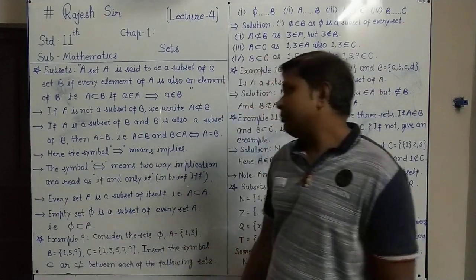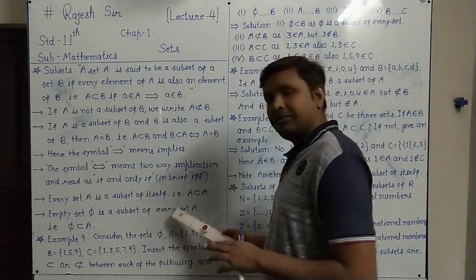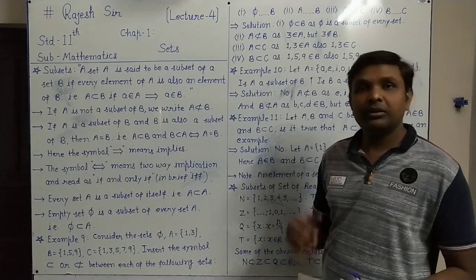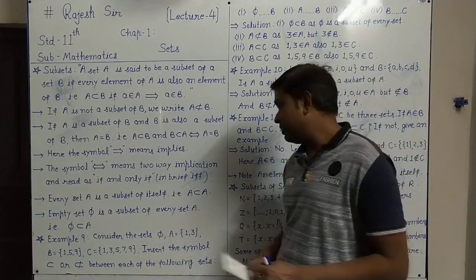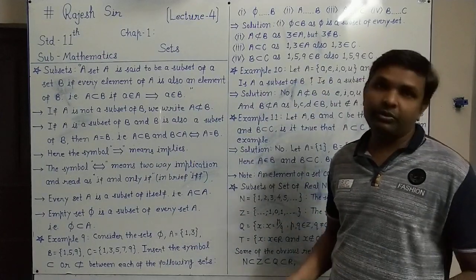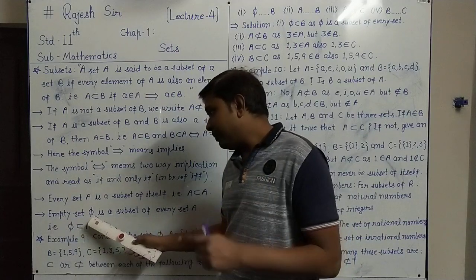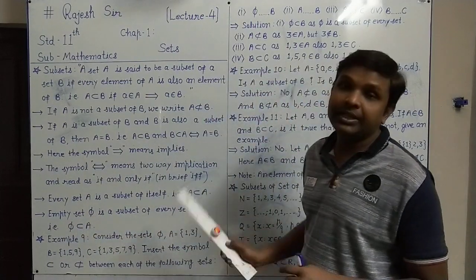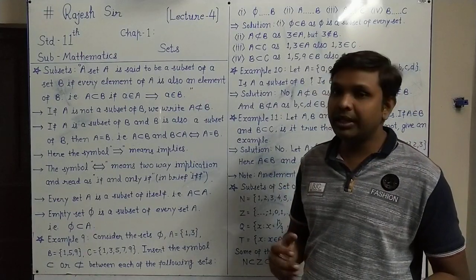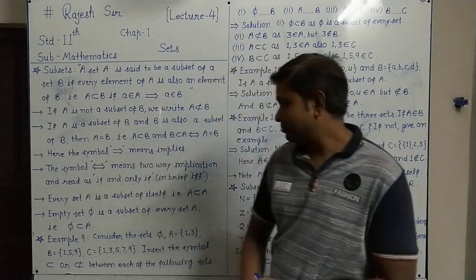Now, two more important points about subsets. Every set A is a subset of itself, A ⊂ A, because every element of A is present in the same set. That is true. And second, the empty set, that is phi, is a subset of every set A. The empty set is considered a subset of every set. So phi ⊂ A.